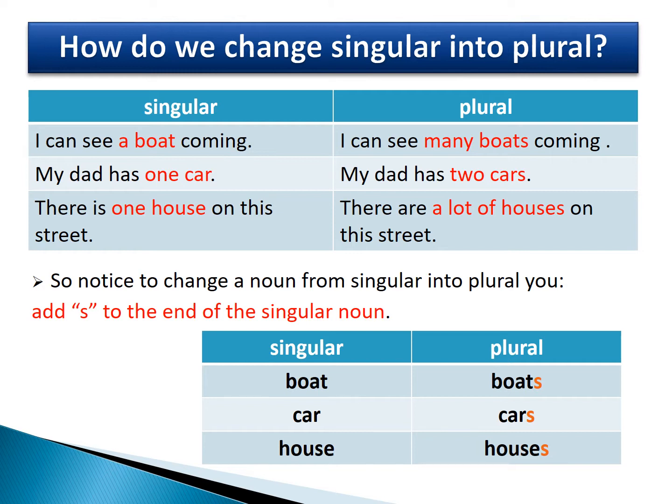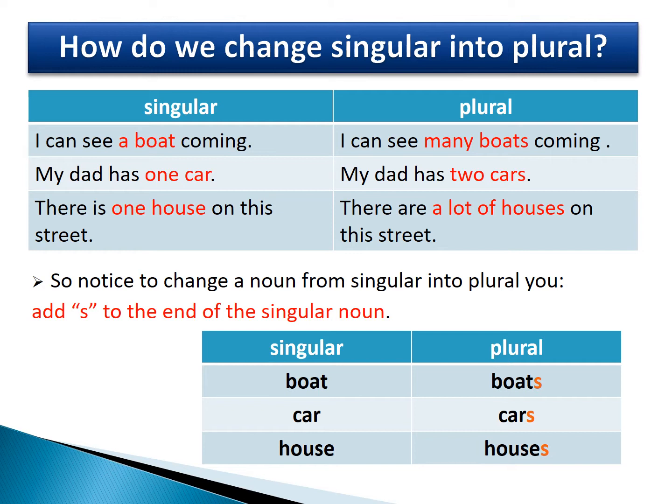I can see a boat coming. I can see many boats coming. My dad has one car. My dad has two cars. There is one house on the street. There are a lot of houses on the street.